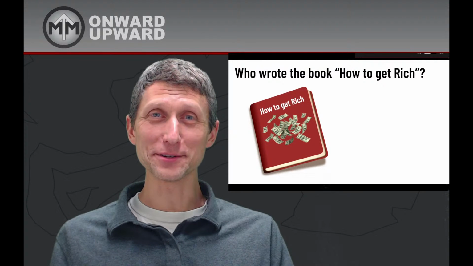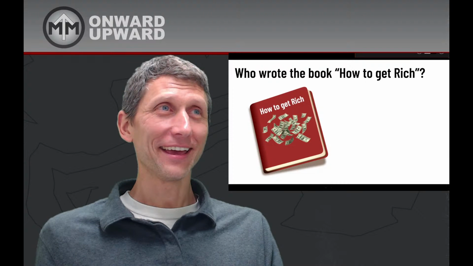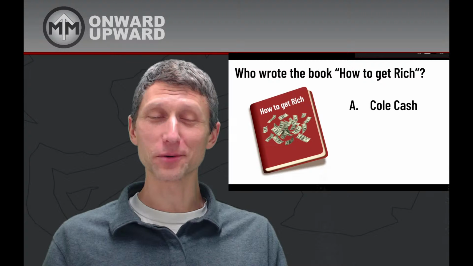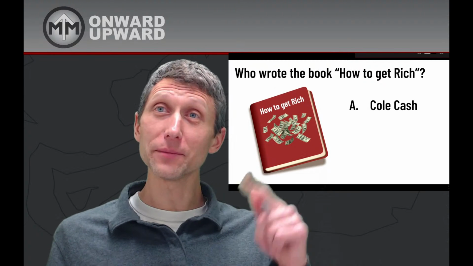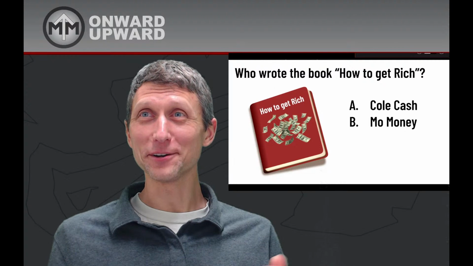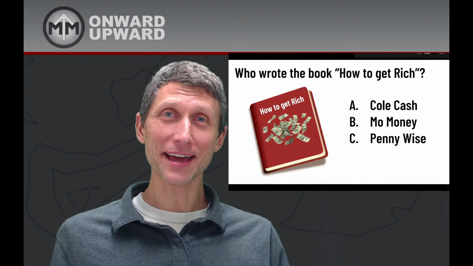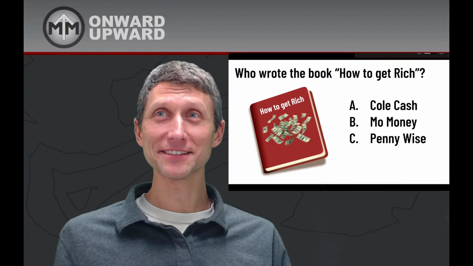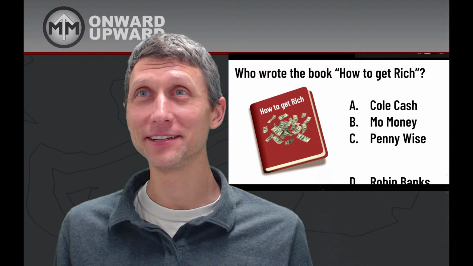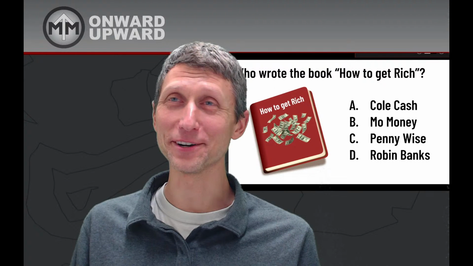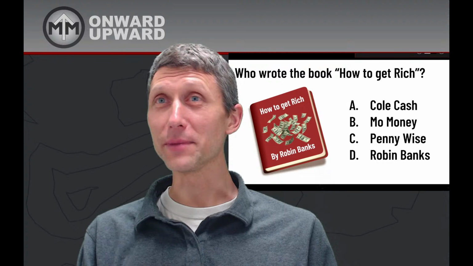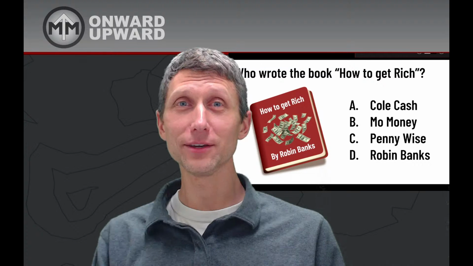And normally I have a joke. This is sort of a joke, but it's sort of fun. So Cold Cash, I wanted to get Cold Cash in there, but it didn't really work. So I don't really like him as much. But he's one person that could write this. Mo Money. Why not? Mo Money. We could also have Pennywise, or my absolute favorite, How to Get Rich by Robin Banks. So if you want to get rich, just make sure you read How to Get Rich by Robin Banks. And you should be able to get rich soon.